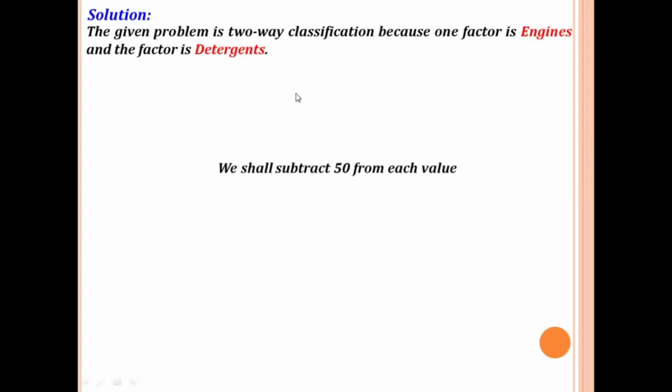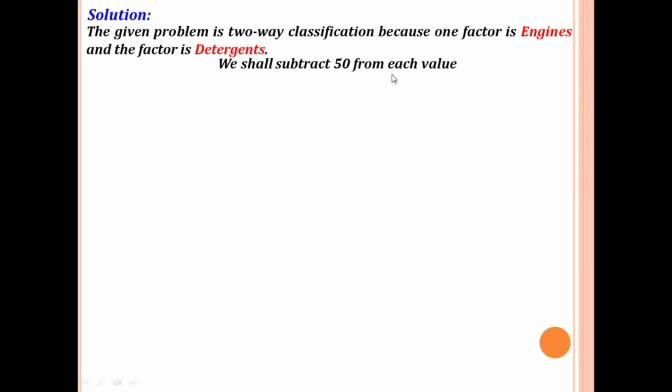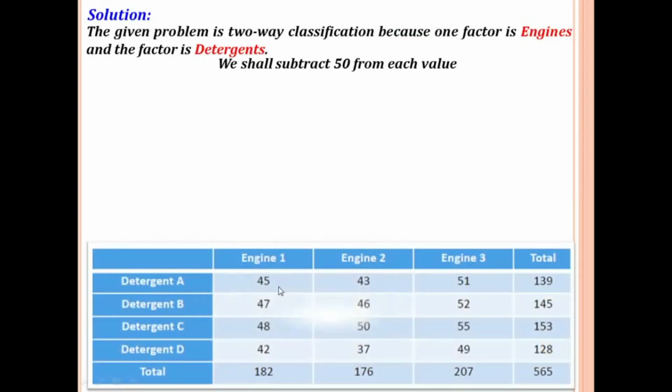Now we shall subtract 50 from each value. Why do we subtract 50 from the given values? Because the given data are two-digit numbers and also big values. So we are going to apply coding of data. What I mean by coding of data is that the values of the samples are big, so we use the method of coding data to reduce the sample values.